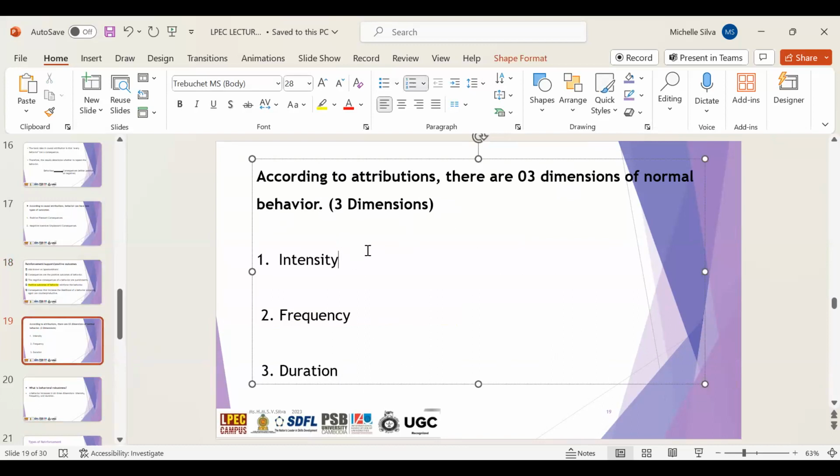Intensity means how hard he demonstrates that behavior. Frequency is the number of times he demonstrates that behavior.